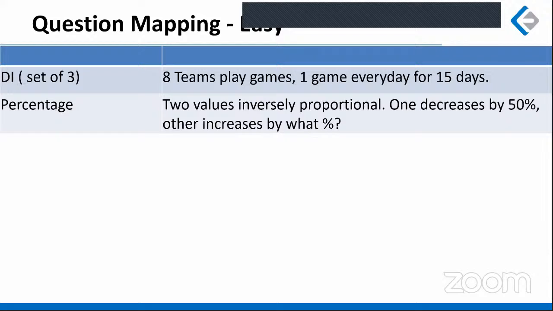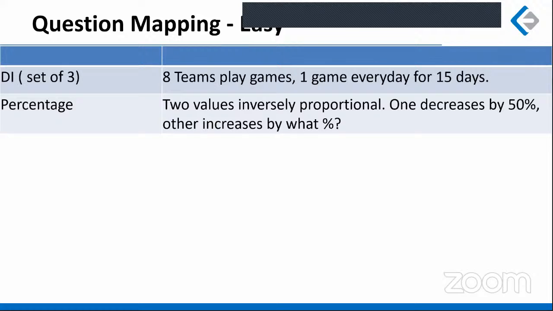The easy ones: what set of DI was easy? 8 teams, every team played 1 game every day. It seemed a little frightening the way the charts and the table were displayed, and maybe we thought difficult questions would follow. But this was a little easy. An easy way to even interpret on which day which team won a game or lost a game. So very easy representation and quite easy questions.